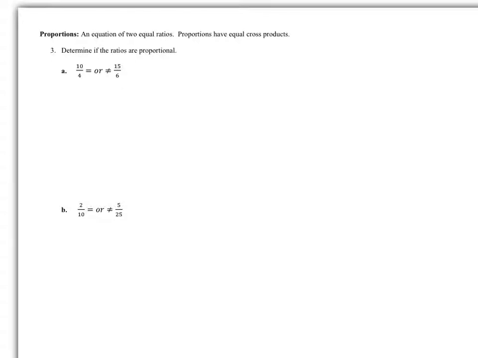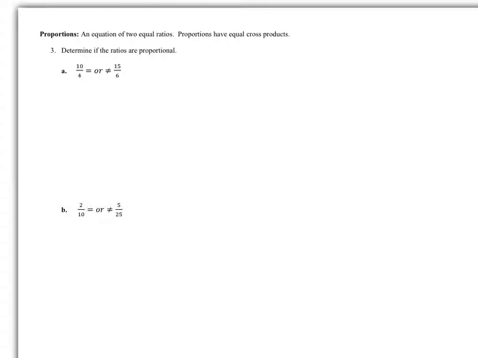Next, we're going to look at proportions, and a proportion is an equation of two equal ratios, a fraction equal to a fraction, or a ratio equal to another ratio. And proportions have what's called equal cross products. So using those cross products, we can determine if two ratios are proportional to each other. So in part A here, we're asking: is 10/4 equal to or not equal to 15 over 6?